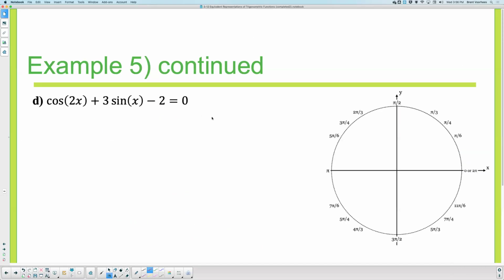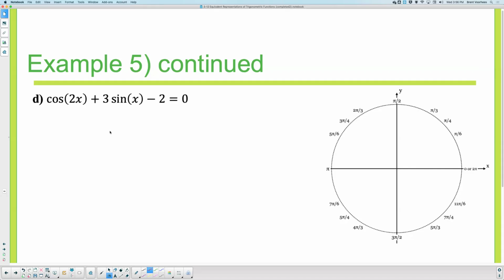All right, let's try example 5 here. We have cosine of 2x plus 3 sine x minus 2 equals 0. Okay, I want to start here with this part. We have a double angle, so that's the same thing as cosine of x plus x. So with cosine, remember it's cosine A times cosine B minus, because the sign changes, sine A times sine B. That's what that turns into right there.